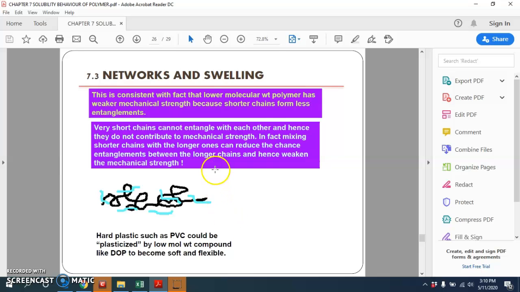This physical entanglement gives rise to the exceptional physical strength of polymers over other materials of lower molecular weight. This is consistent with the fact that lower molecular weight polymer has weaker mechanical strength because shorter chains form less entanglement. Very short chains cannot tangle with each other and hence do not contribute to mechanical strength. In fact, mixing shorter chains with longer ones can reduce the chance of entanglement between the longer chains and hence weaken the mechanical strength. So hard plastic such as PVC can be plasticized by a low molecular weight compound like DOP to become soft and flexible.